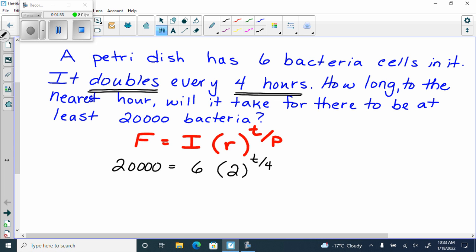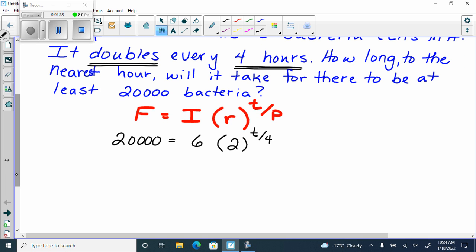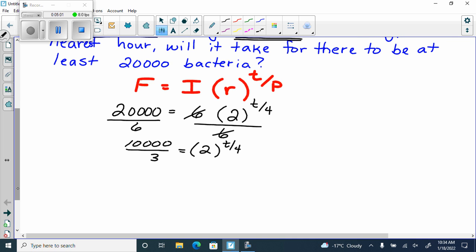Now what did I tell you to always do first when solving? Yes, divide the initial over. So we'll divide this 6 over. And then we'll get 10,000 divided by 3 equals 2 to the t over 4. Now we could y1, y2 this, correct? But when we get it to this point, how can we always solve it algebraically? Convert it to a log.